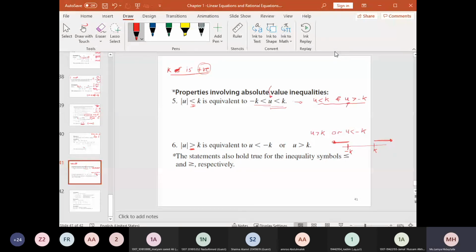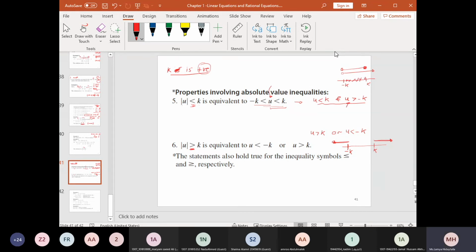Whereas when u is less than k, what is it going to be? If this is the k and this is the minus k, it is greater than minus k, so it is this. It is less than k, then it is this. So it is the part here.